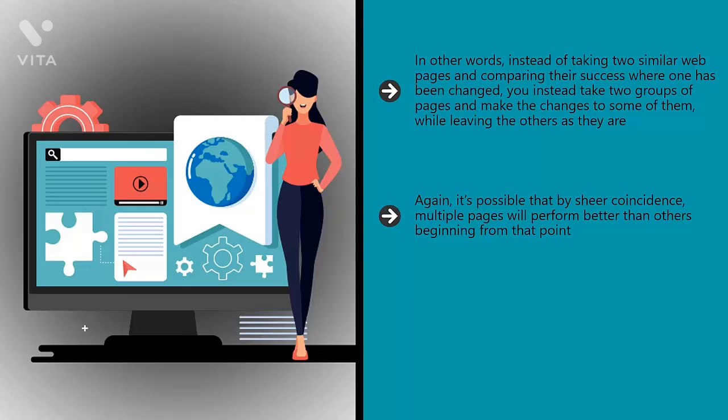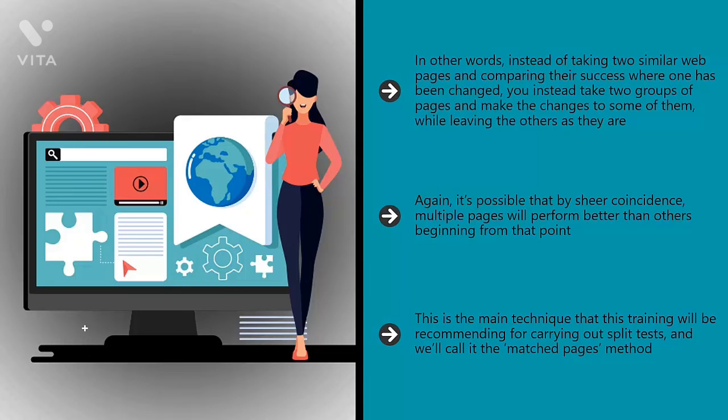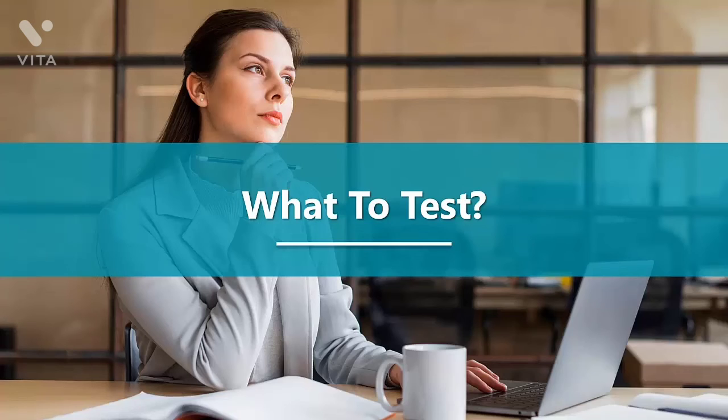But that's when you use the statistical significance tests, compare the new and the old ranking positions of those in Group A to those in Group B, and then find out if the data suggests an effect. This is the main technique that this training will be recommending for carrying out split tests, and we'll call it the matched pages method. What to test?